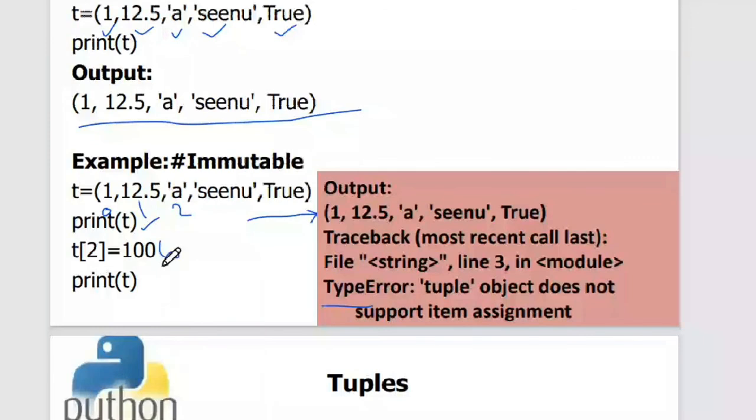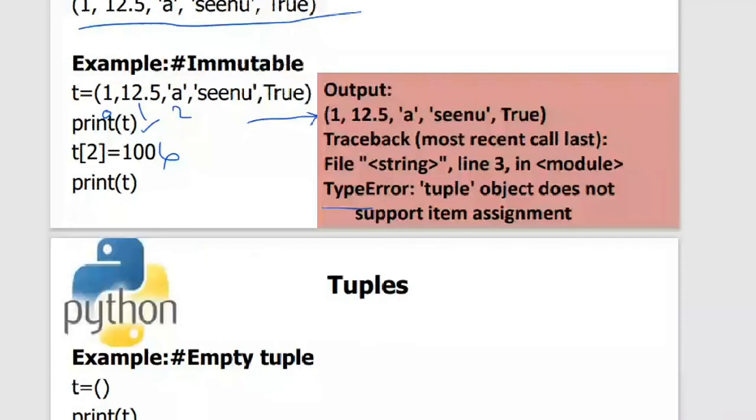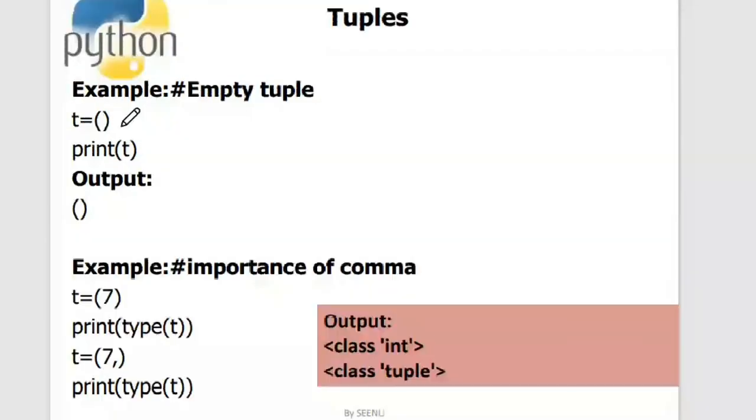So this is an empty tuple. You can say t is equal to empty parentheses, and if you try to print it, it will give the syntax like this. Okay, so this is what an empty tuple is.